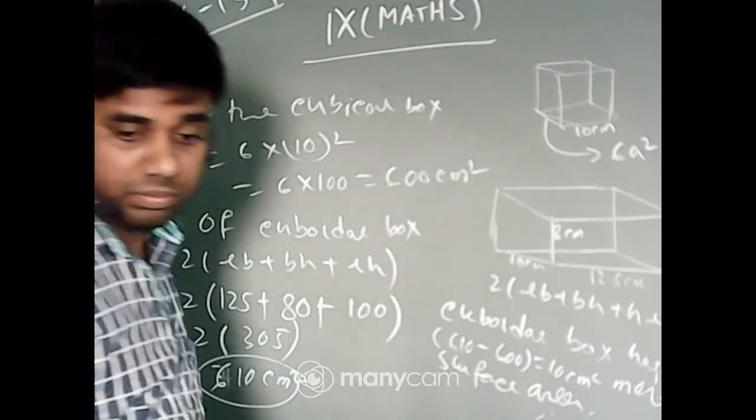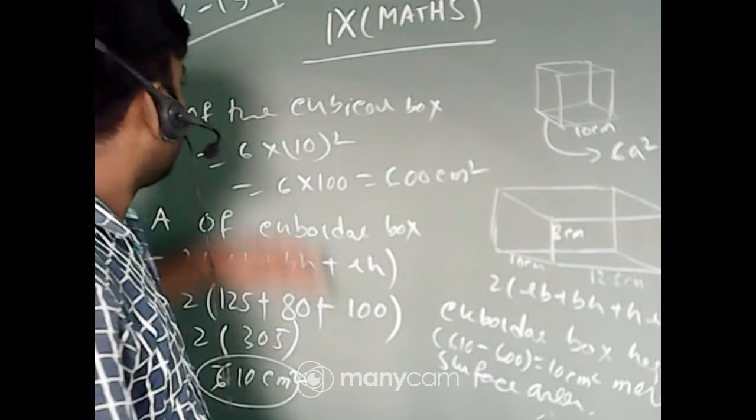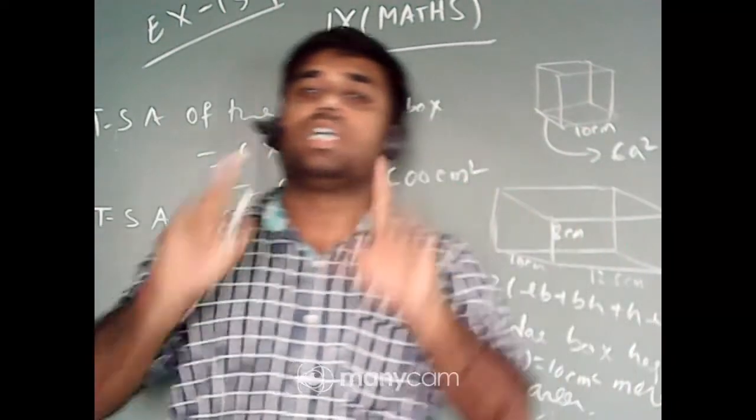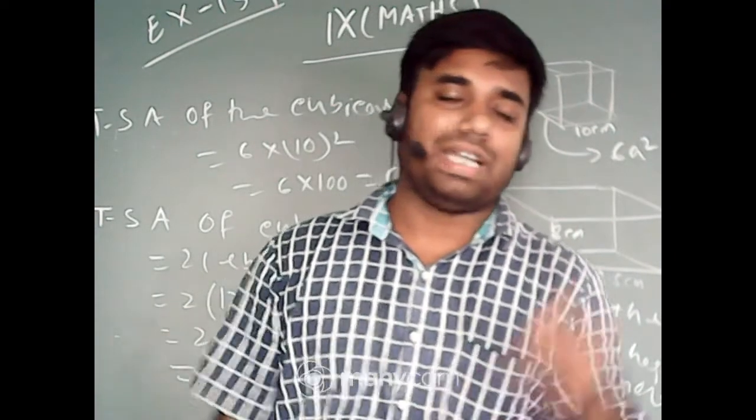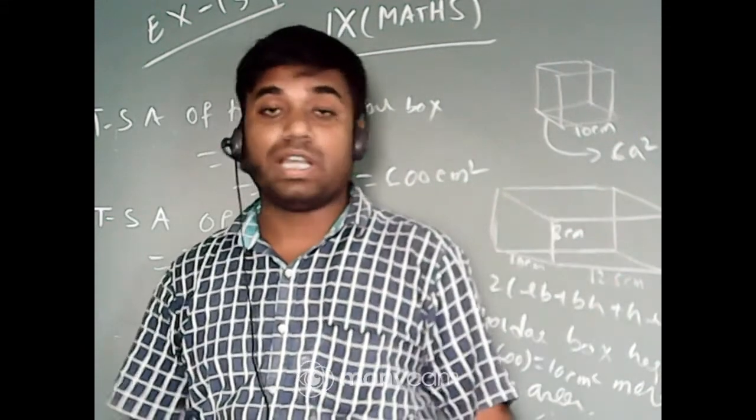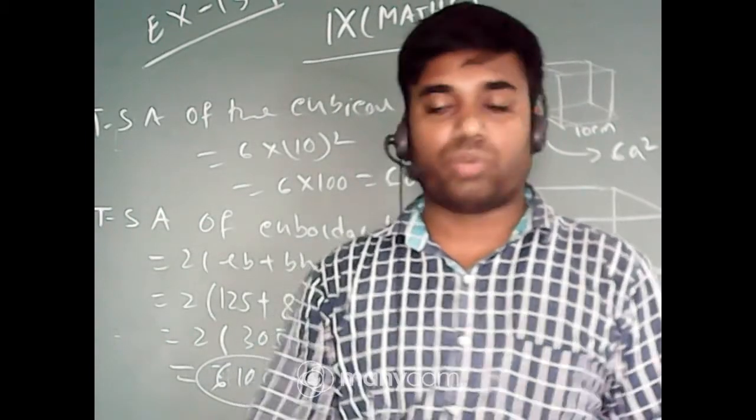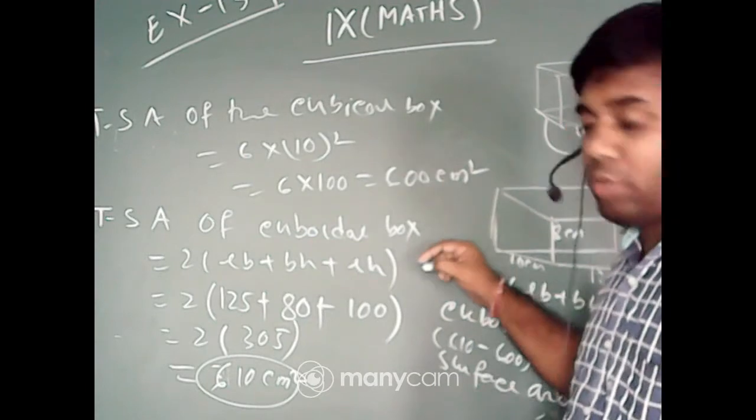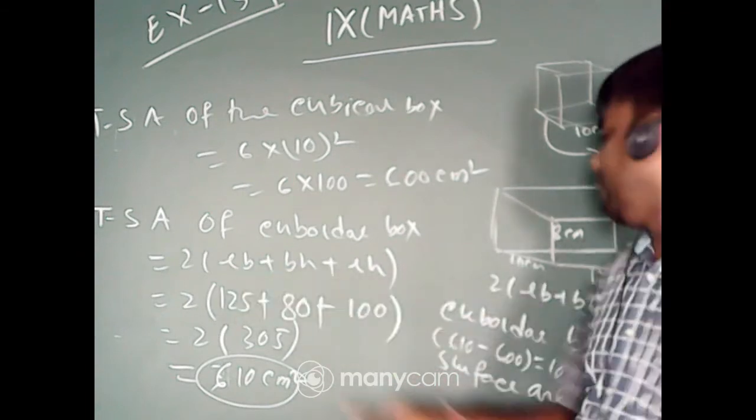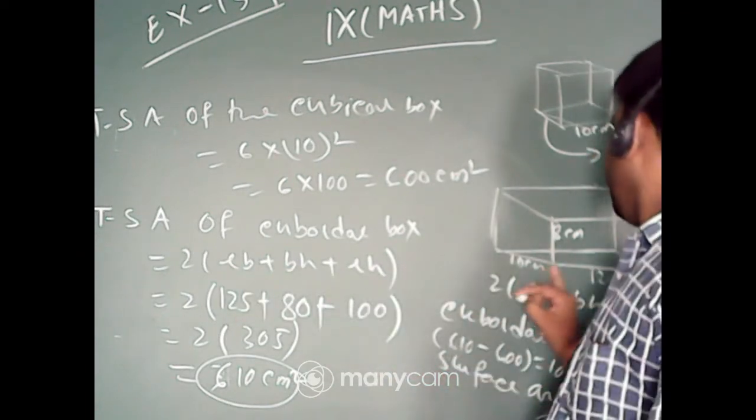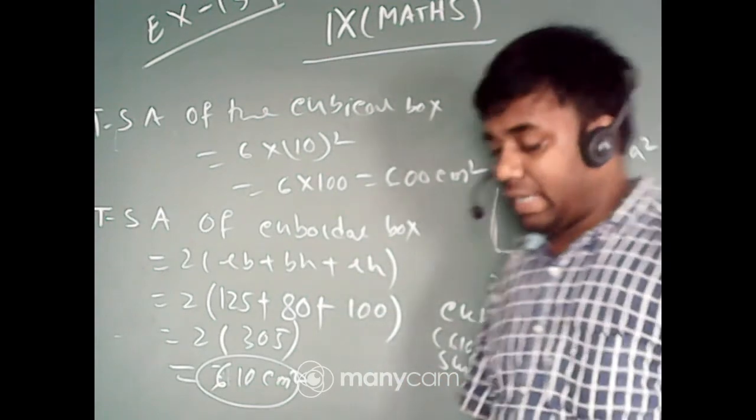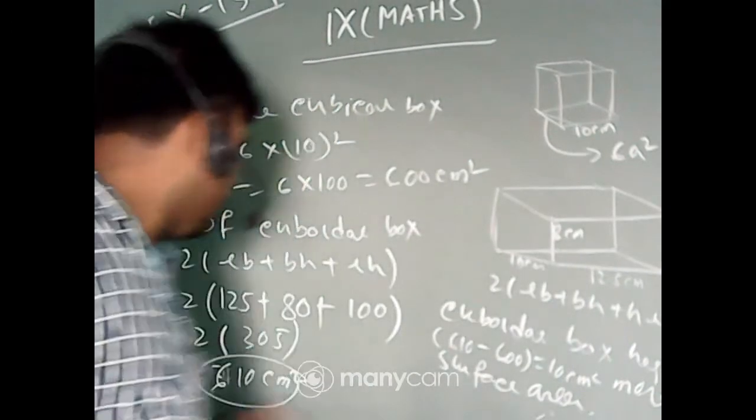Got it, everyone? I found the total surface area of the cubical box. Cubical box means all the edges are equal and all the faces are square. It has 6 faces; the area of one face is a square, so 6 faces is 6a square. In case of the cuboidal box, we know the formula: 2 into (LB plus BH plus LH). L into B is 10 into 12.5, 125. B into H, 10 into 8, is 80. And L into H, 12.5 into 8, is 100. So by calculation we get 610 centimeter square.